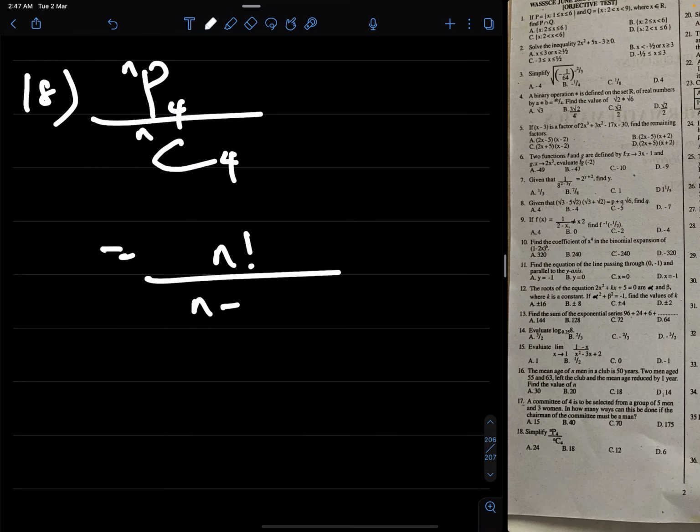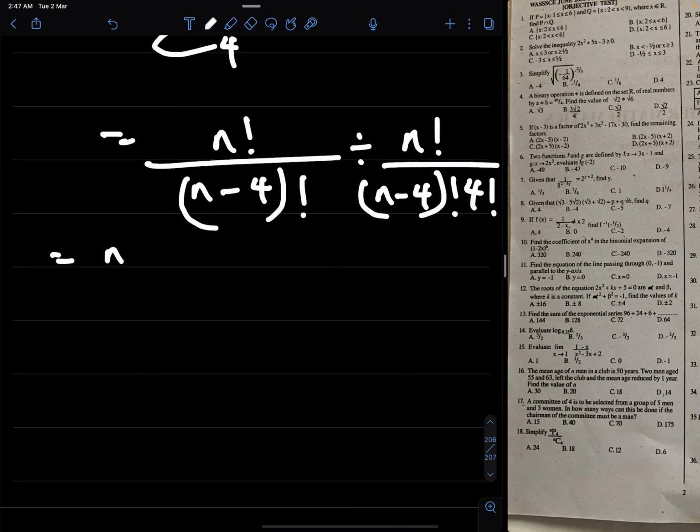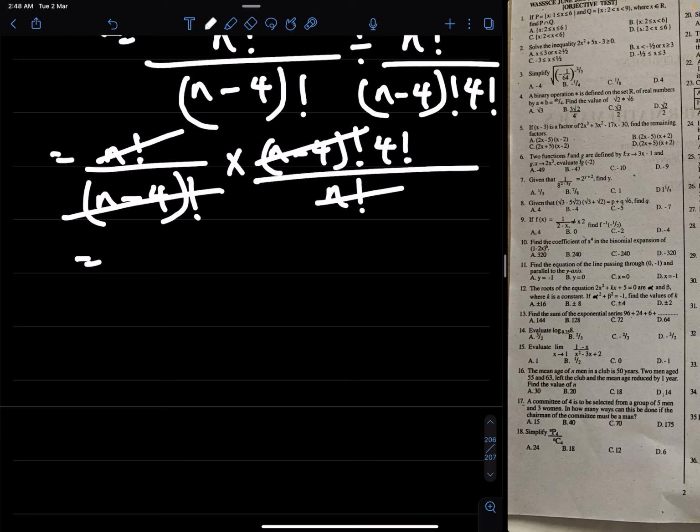n minus 4 factorial, which is the same as n factorial over n minus 4 factorial times n minus 4 factorial over n factorial. So that means n minus 4 factorial cancels n minus 4 factorial, n factorial cancels n factorial, and we're left with 4 factorial, which is 4 times 3 times 2 times 1, and that's 24. And the answer is simply A. Now to the next quickly, number 19.